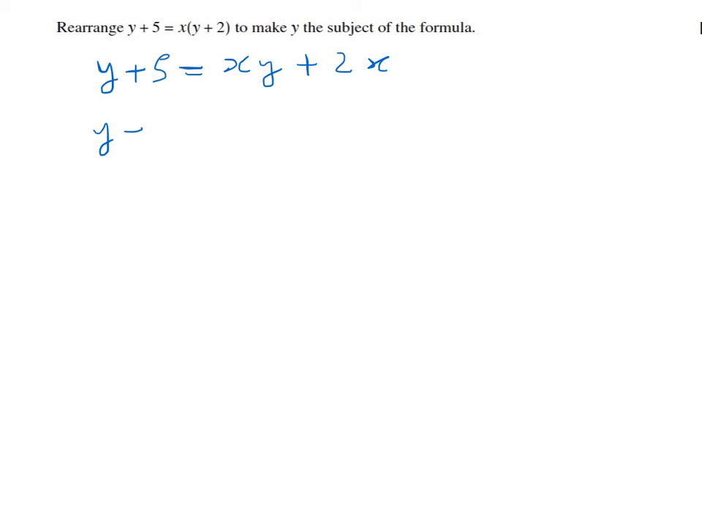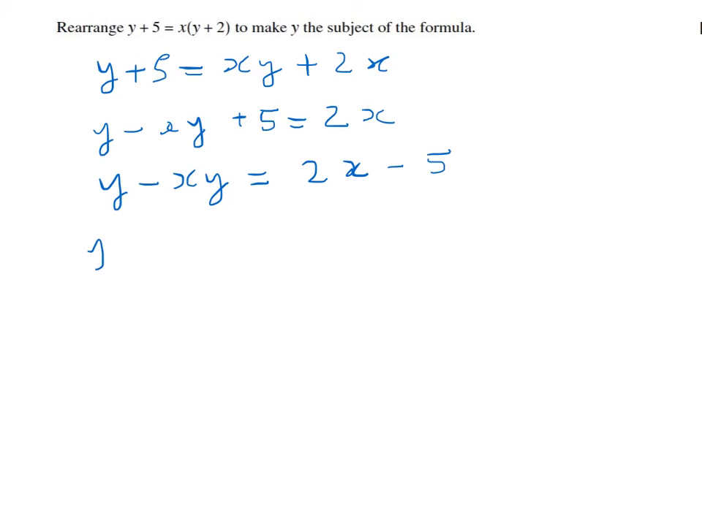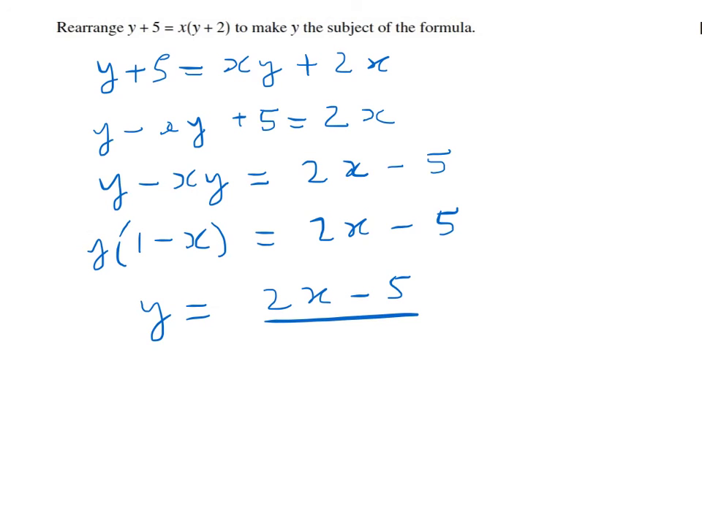So I've got y minus xy plus 5 equals 2x. We then take the 5 over to the other side, so we've got y minus xy equals 2x, take away 5. We can then factorize the left hand side, leaving us y as a factor outside. So we've got y times 1 minus x equals 2x minus 5. And then we can divide both sides by 1 minus x, leaving us with y equals 2x minus 5 divided by 1 minus x. That's 4 marks.